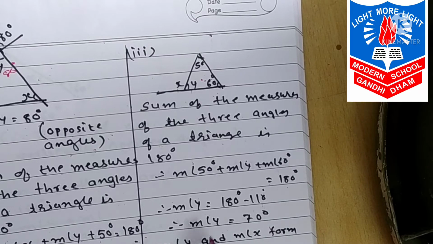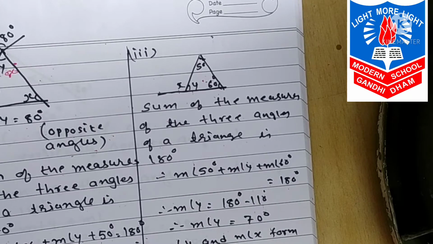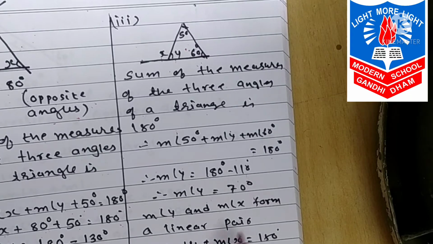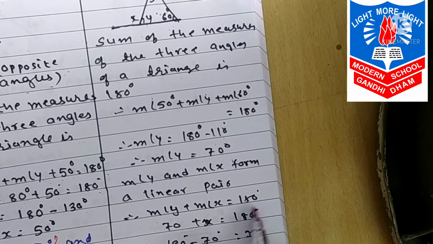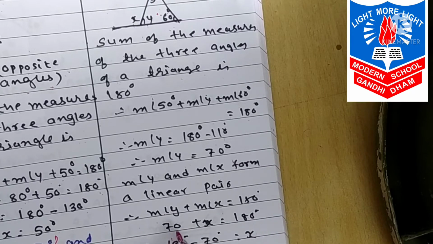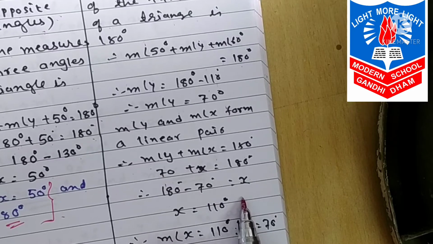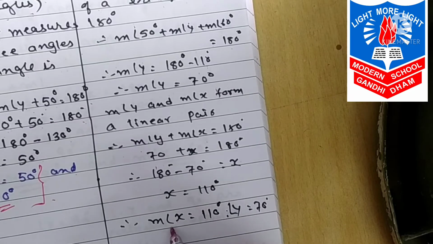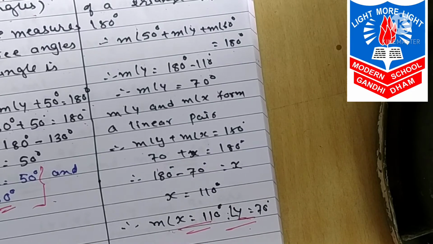Okay, then we get y. Then y and x are both a linear pair. So measure angle y and measure angle x form a linear pair. We write the statement: measure angle y plus measure angle x is equal to 180. Measure angle y we get 70 degrees, so we write here 70 plus x is equal to 180. So 180 minus 70 is equal to x. Therefore x is equal to 110. So our final answer: measure angle x is equal to 110 and measure angle y is equal to 70.